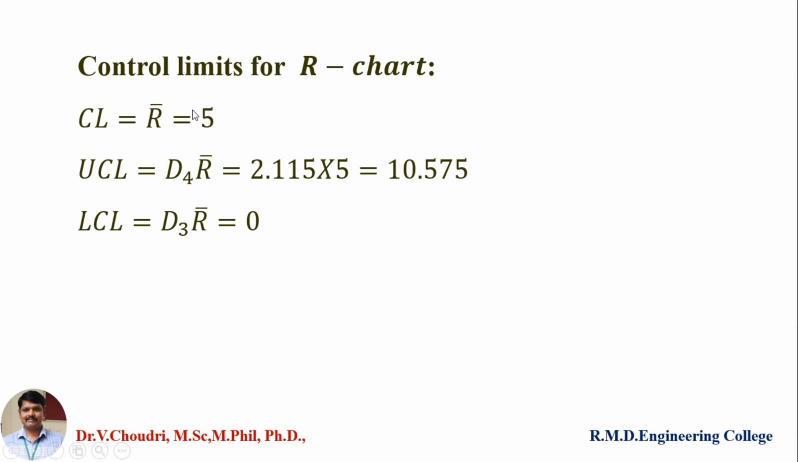9.685. Next, control limits for the R chart. So what is the formula? The control line equals R bar, equal to 5, and the upper control limit line or UCL equals D4 into R bar, that is 2.115 into 5 equals 10.575, and for the lower control limit line, the D3 value is 0 only, so the answer is 0.